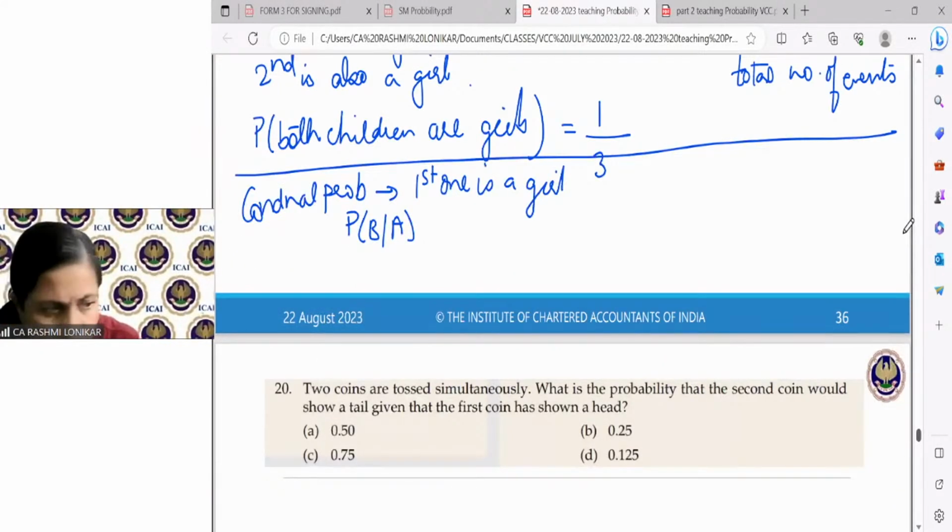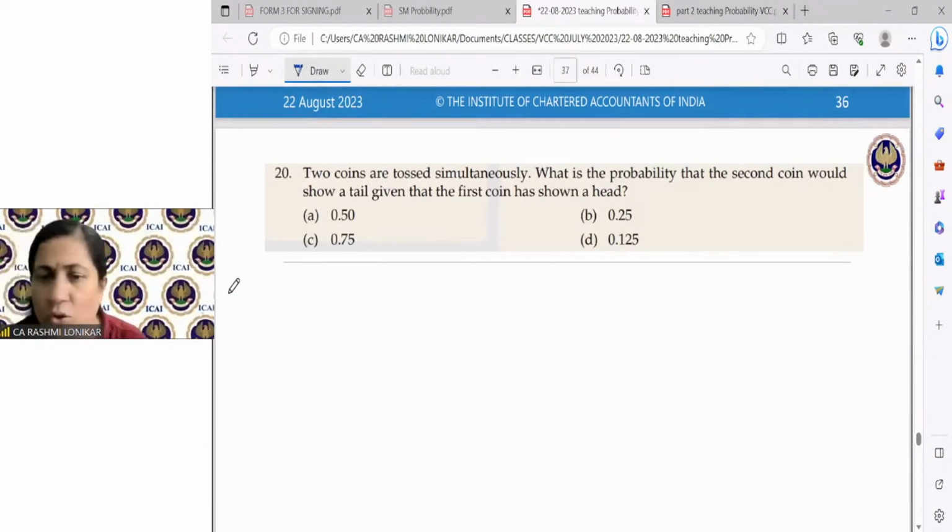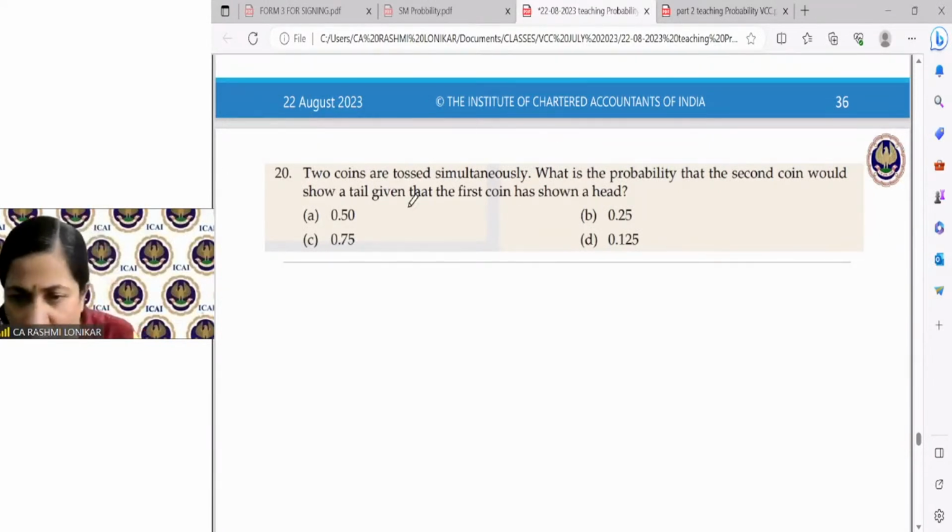Now 20th sum. What is the 20th sum saying? Two coins are tossed simultaneously. What is the probability that the second coin would show a tail given the first? Now see, can you see, appreciate? Given that the first coin has shown a head.